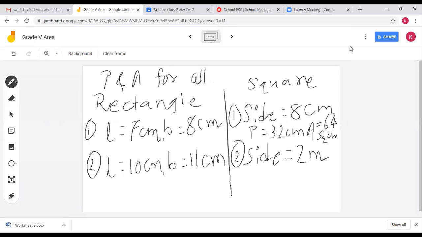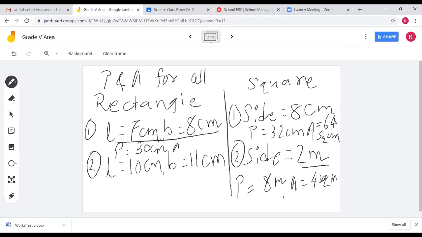Okay, for 2 meters, perimeter is going to be 2 fours are 8 meters, and area is equal to 4 square meters. For this one, perimeter of rectangle is 2 times (L plus B). 7 plus 8 is 15. 15 twos are 30 centimeters, and area is 7 eights are 56 square centimeters.